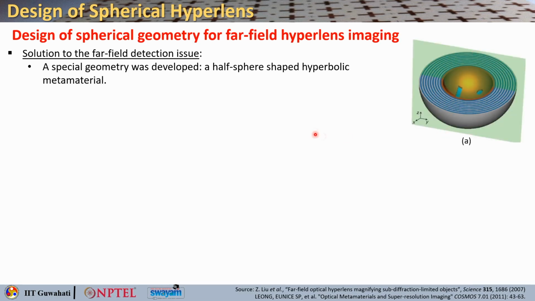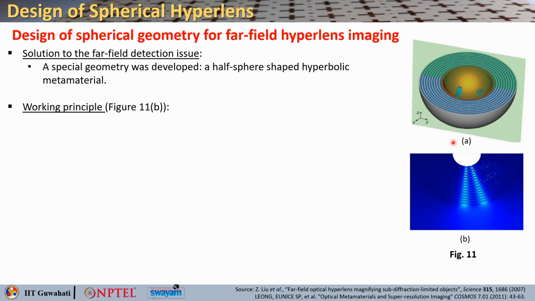That is where you can take help of this spherical geometry. So, you consider a half sphere shaped hyperbolic metamaterial. You have these alternating layers of metal and dielectric, but with increasing radius.